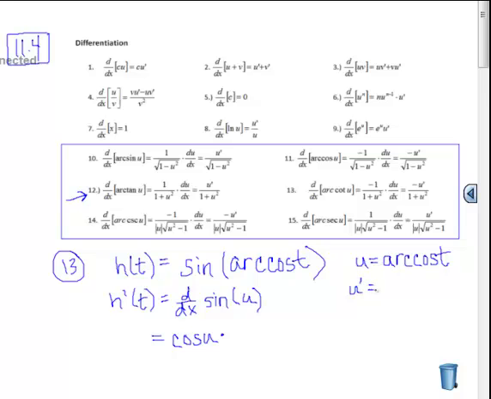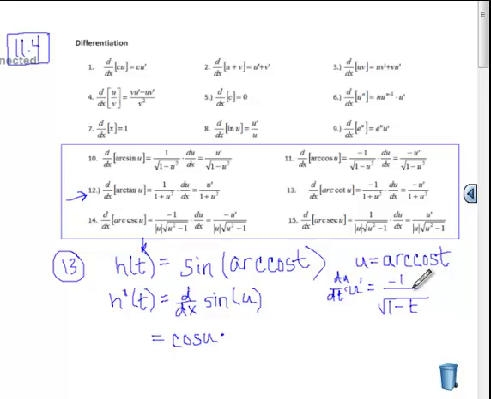So here I'm going to do a little work off to the side. Arc cosine of t, that's when you would use your properties here. It's just going to be this -1 over the square root of 1 minus, and then whatever you're taking the inverse cosine of, it's t here, and we are deriving with respect to t. Notice how we're deriving h with respect to t, so du dt is equal to u prime.